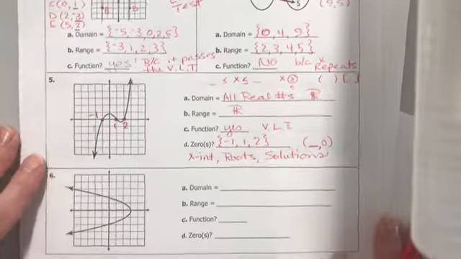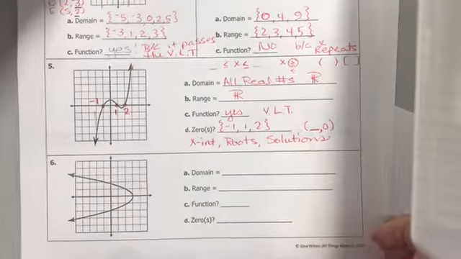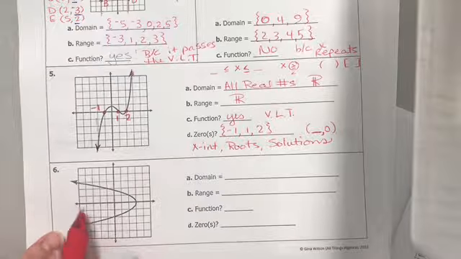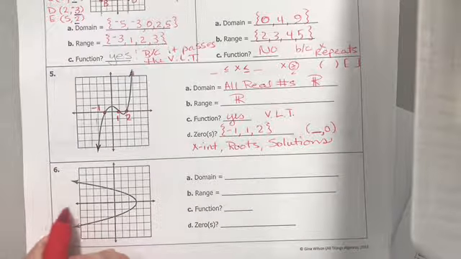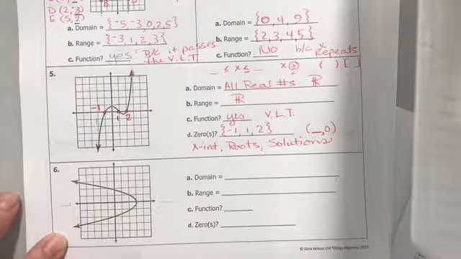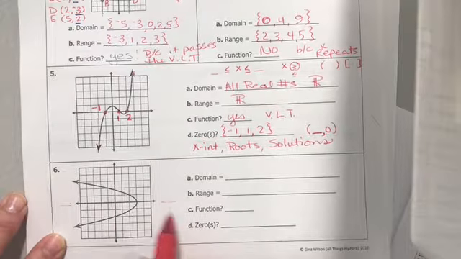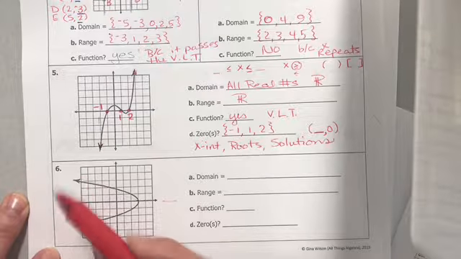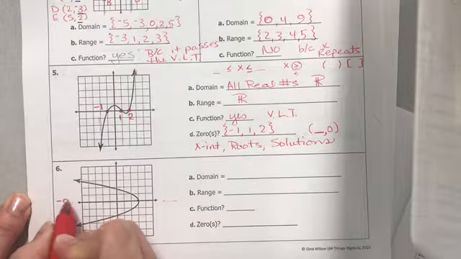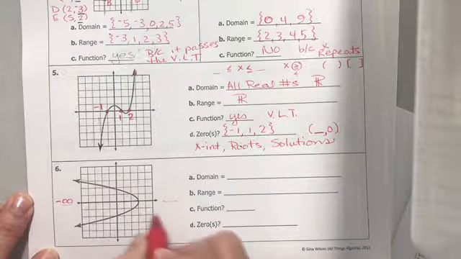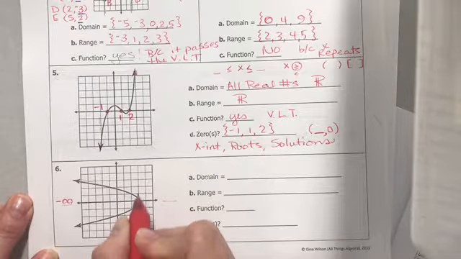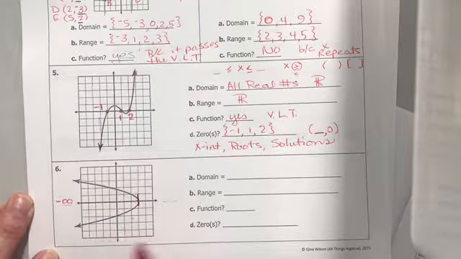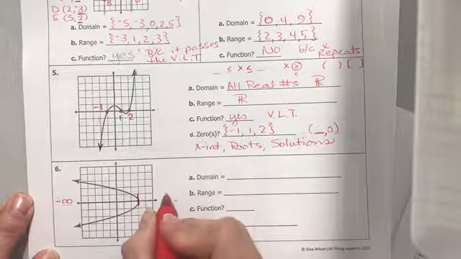So this one, number 6. Our domain is going on forever this way, forever east and west. Well, this one is forever going west, so that's negative infinity. But I have a stopping point right here when I go east, so it's at 1, 2, 3.